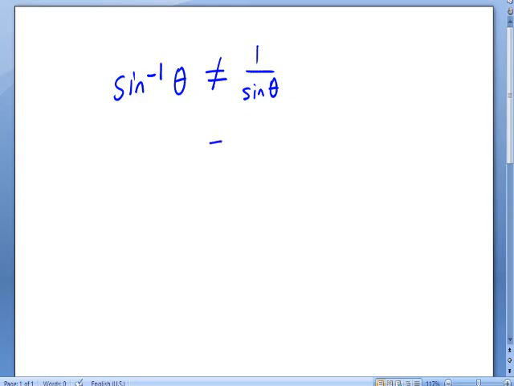1 over sine is the same thing as cosecant, but inverse sine is not the same thing as cosecant. If you ever see an inverse on a trig function like inverse sine, that is referring to the fact that you have the side lengths and are trying to work backwards to find the missing angle measure.